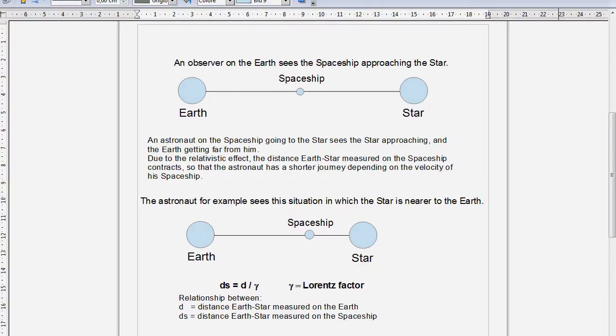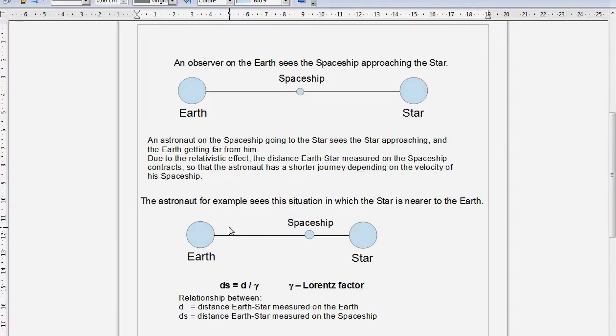The situation is this. An observer on the Earth sees the spaceship approaching the star, while an astronaut on the spaceship going to the star sees the star approaching and the Earth getting far from him. Due to the relativistic effect, the distance Earth-star measured on the spaceship contracts, so that the astronaut has a shorter journey depending on the velocity of his spaceship.